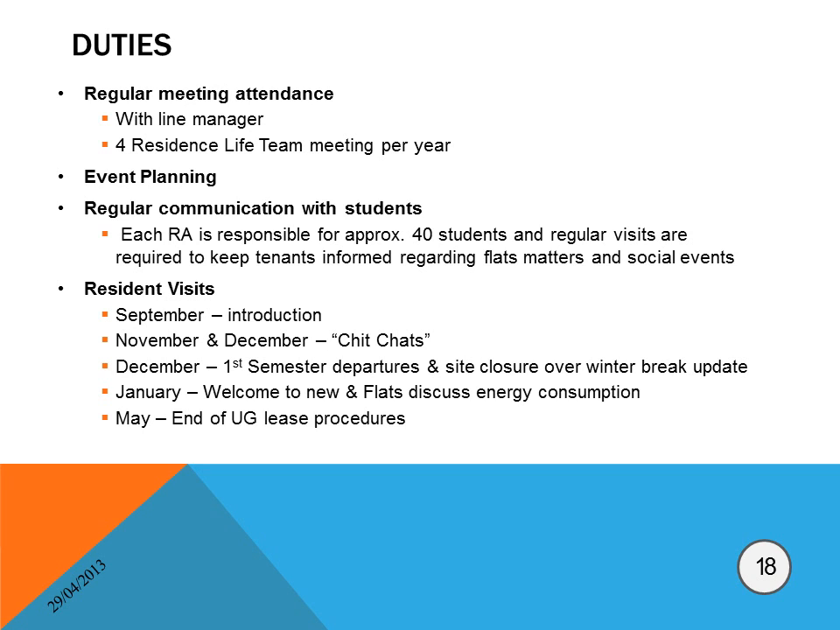You must also communicate regularly with your residents. To help with this, there are some set tasks where you will need to go and see all of your residents. These include flat resident visits in September, January, and May to discuss information specifically related to that time of year, such as welcome, holiday closures, electricity consumption, and how to move out. You will also complete what are called chit-chats with each of your residents individually, but we'll talk more specifically about that when we see you in person.